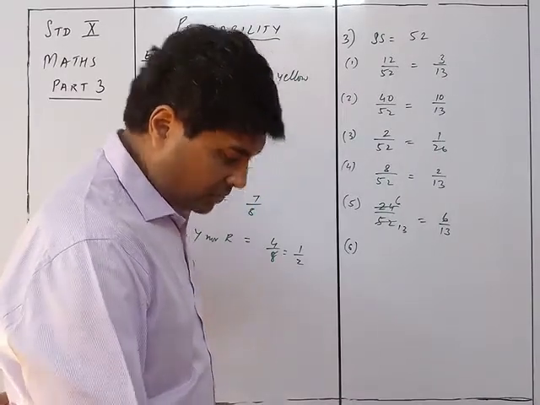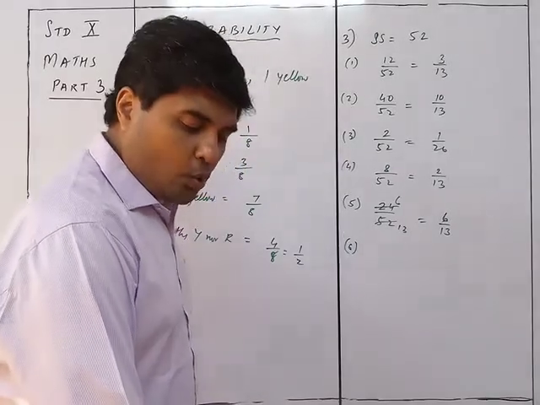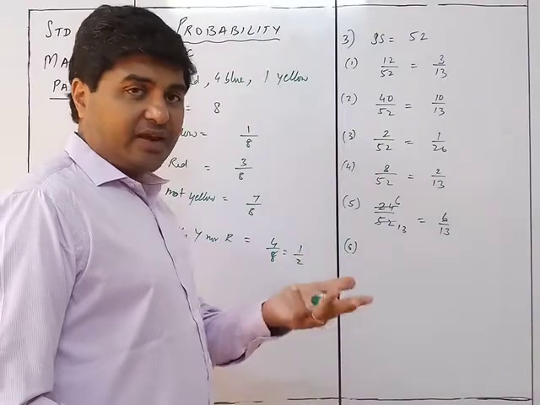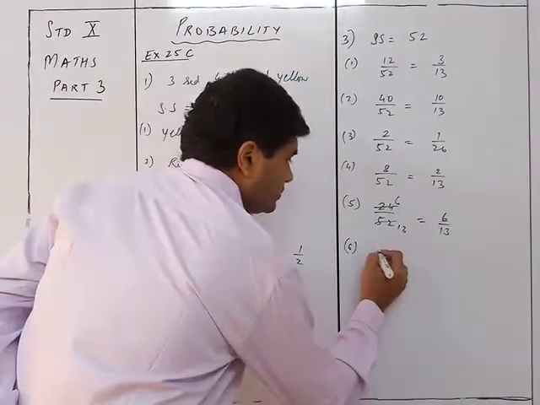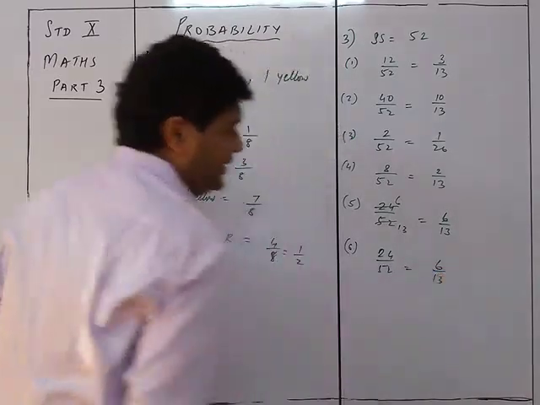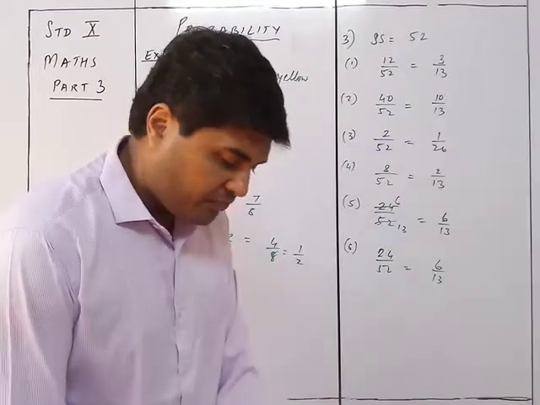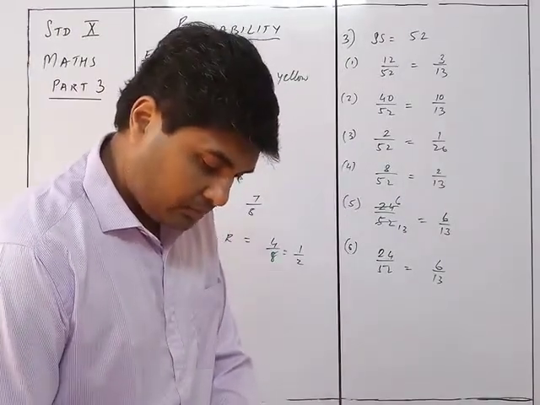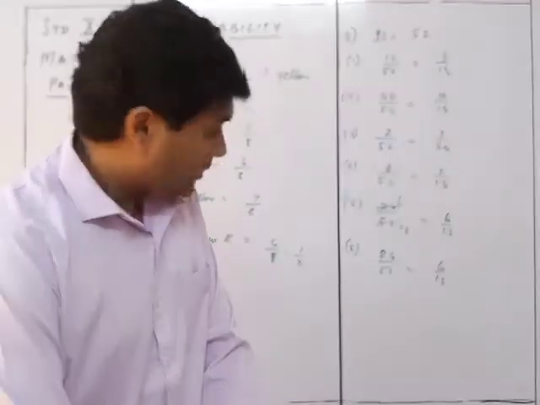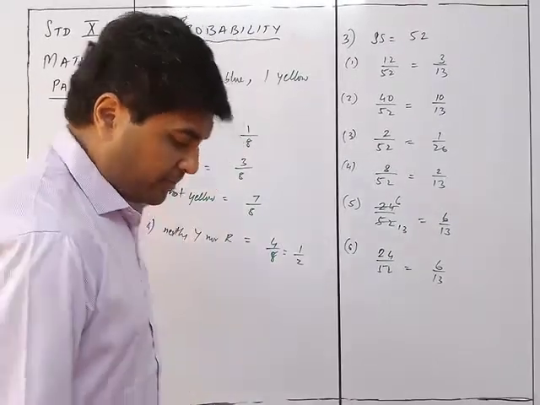What next? 6th one. A card with number between 2 and 9. So between 2 and 9 will be 3, 4, 5, 6, 7, 8. So 6 again. So it is 24 upon 52, which will become 6 upon 13. So these are the answers for question number 3: 3 upon 13, 10 upon 13, 1 upon 26, 2 upon 13, 6 upon 13, 6 upon 13. Now we move on to question number 5. Sum number 5.